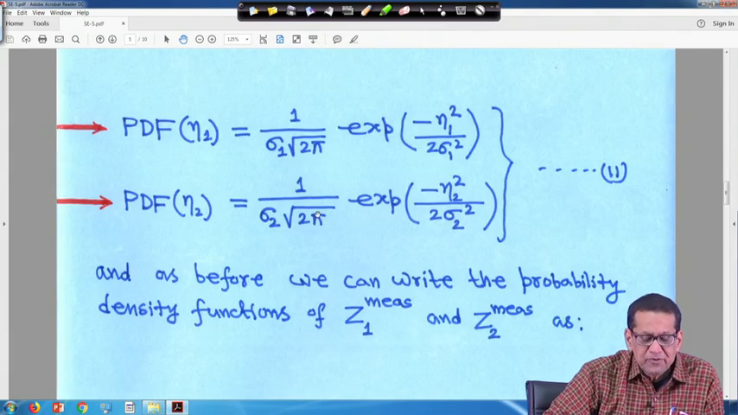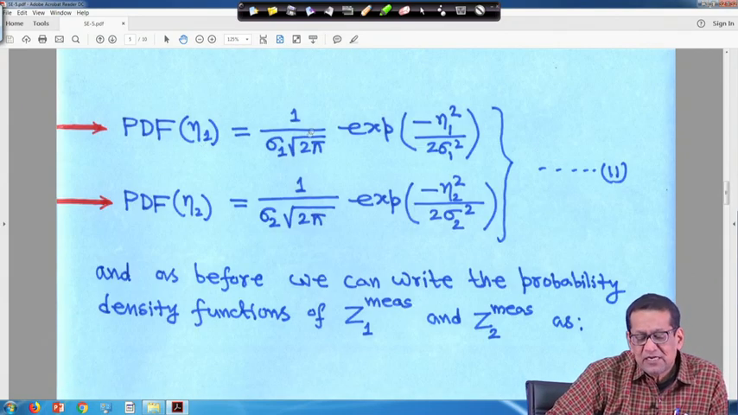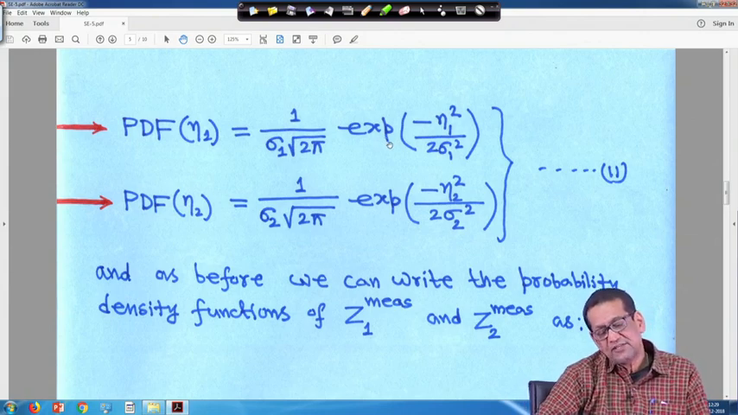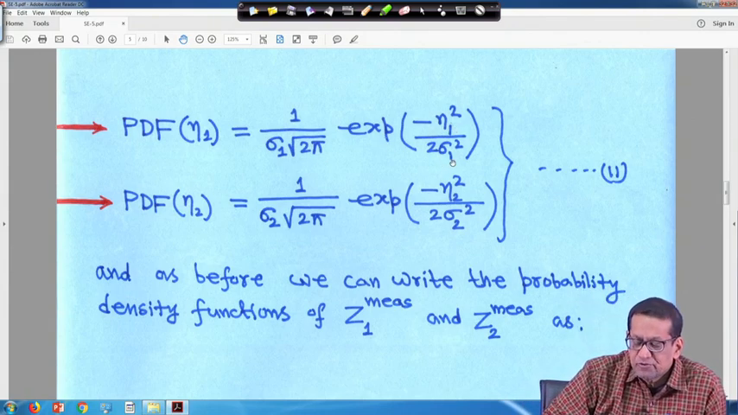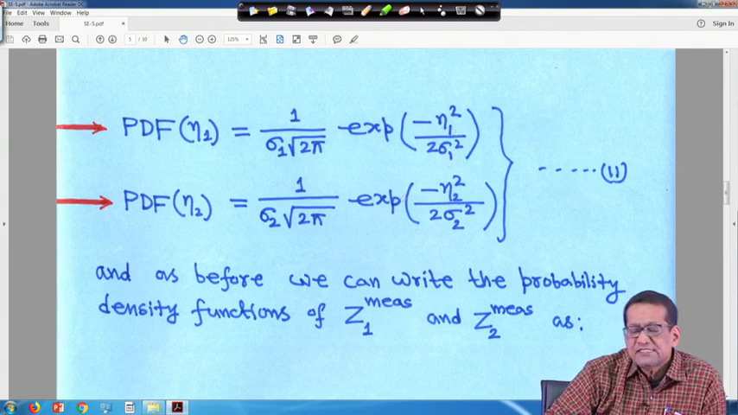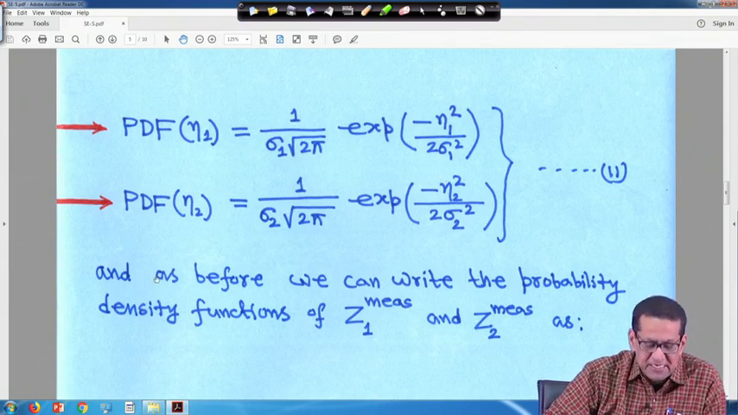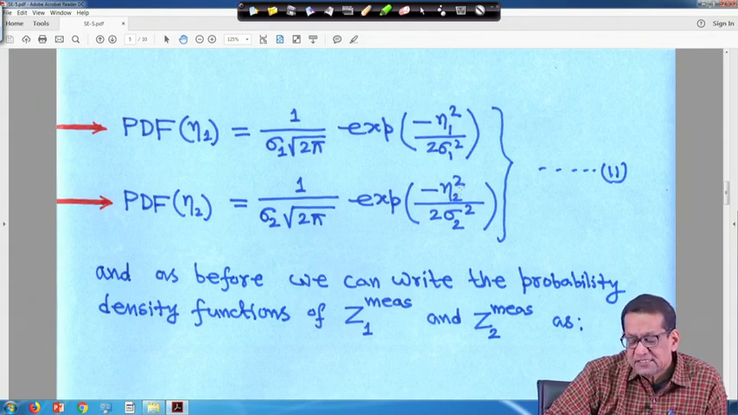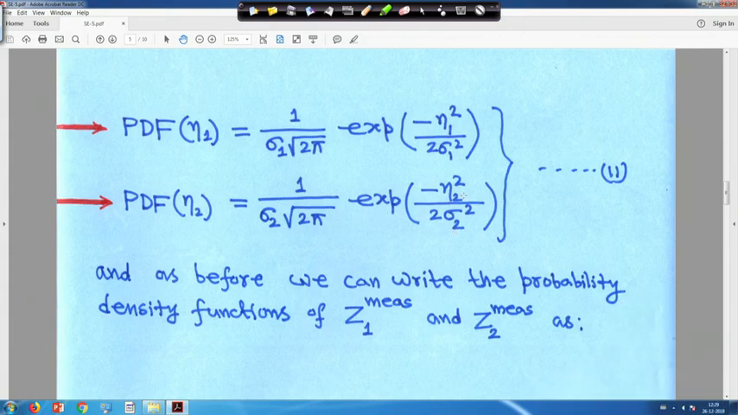Therefore, the PDF of zeta 1 we can write as 1 upon sigma 1 root over 2 pi times e to the power minus zeta 1 square upon 2 sigma 1 square. So, zeta 1 is Z1 measured minus Z1 true value. Similarly, the PDF of zeta 2 is equal to 1 upon sigma 2 root over 2 pi e to the power minus zeta 2 square upon 2 sigma 2 square. Zeta 2 is Z2 measured minus the Z2 true value. These two equations combined are equation 11.